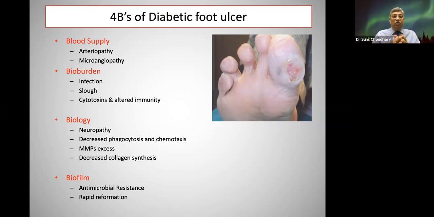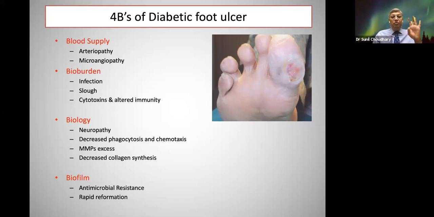There is an excess of a lot of the metalloproteinase enzymes. Now, one has to understand that the metalloproteinase enzymes, the MMPs, are essentially normal enzymes which are secreted in the process of wound healing. But in the chronic wounds, there is an excess of these because of the reaction. The wound has an interaction with the bacteria and you get slough. The more slough you have, the more MMPs are secreted. These MMPs are inhibitory to the collagen synthesis, and that's the reason why a lot of these wounds don't heal as well. But the most important is the biofilm, and we're going to talk more in detail as we go along as well.